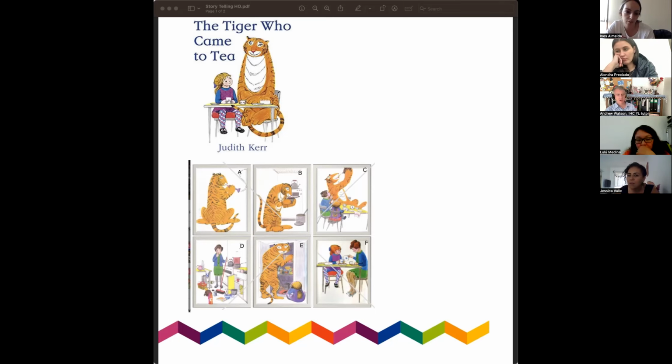Ines, what's your idea? It was also using the pictures, the ABC, to predict. So first they just put them in order of how they think the story will go, even before reading the story. Yeah, and then listen and confirm. And tick them off. Listen and confirm.